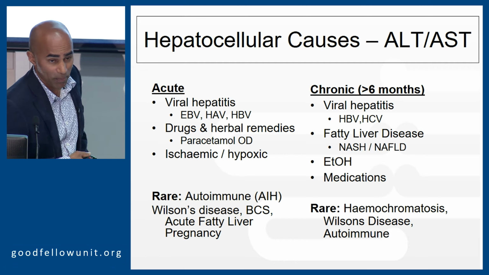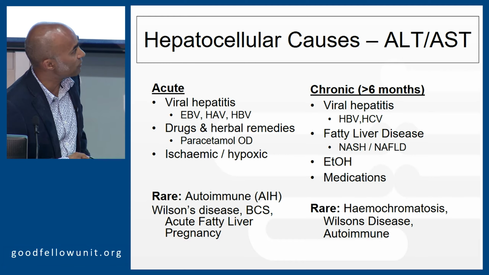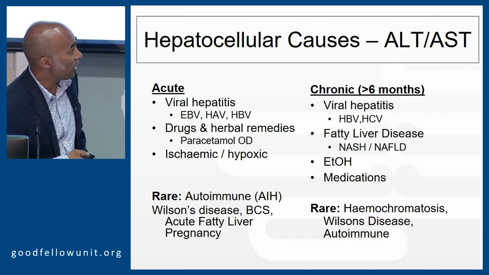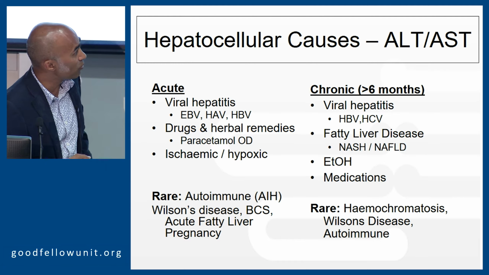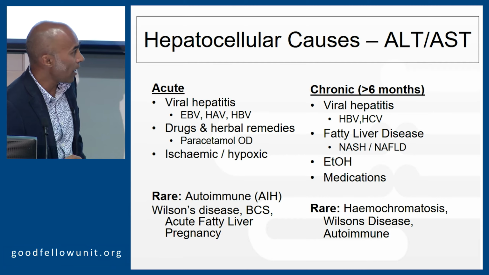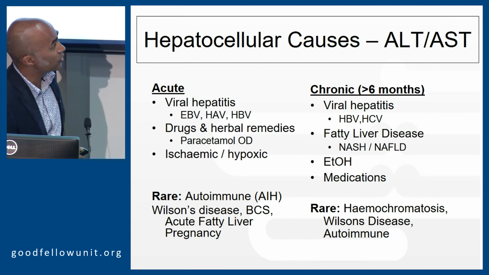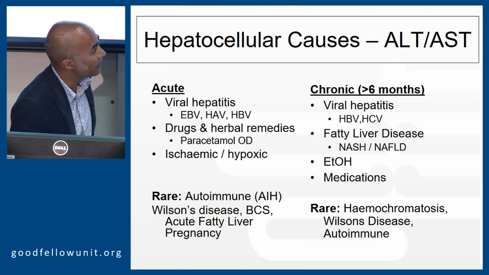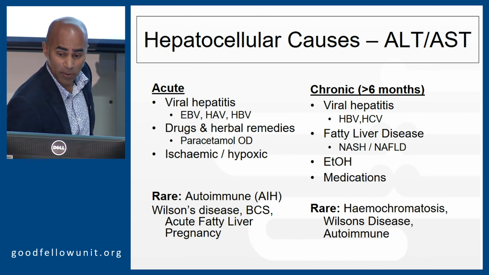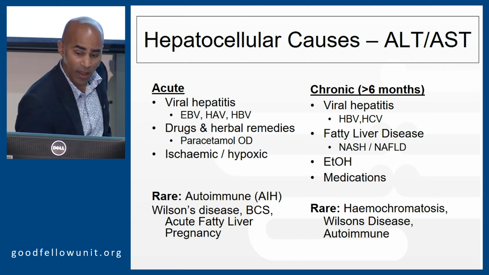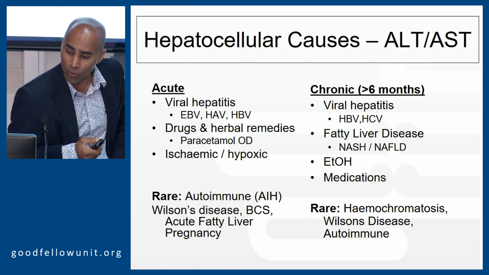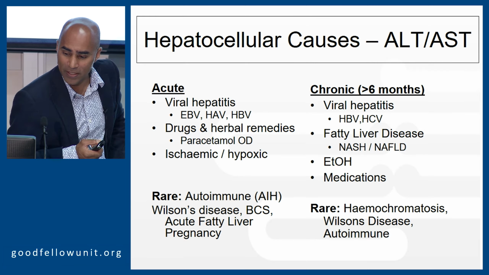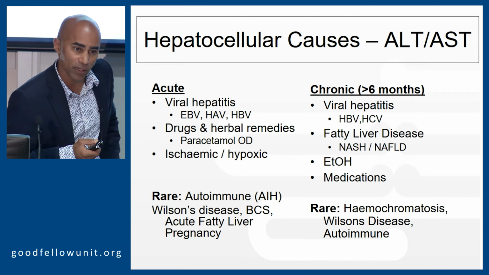Generally speaking, there's overlap between timelines for these sorts of things, but think about these conditions. Viral hepatitis for hepatocellular abnormalities, drugs, herbal remedies, ischemia as well. That's short term, usually less than a few weeks or so. Chronic: again, viral hepatitis in particular, hepatitis B, hepatitis C, fatty liver disease, alcohol, medications again, really the sort of metabolic causes, autoimmune hepatitis, Wilson's disease, fatty liver, pregnancy, those sorts of things.